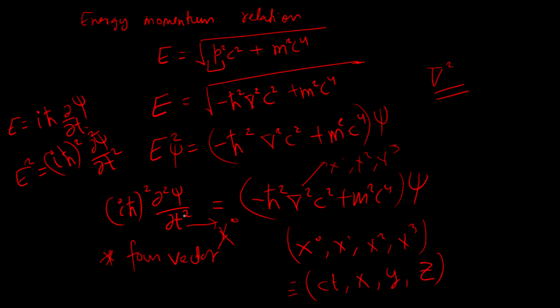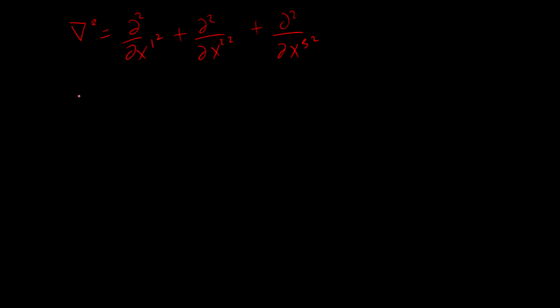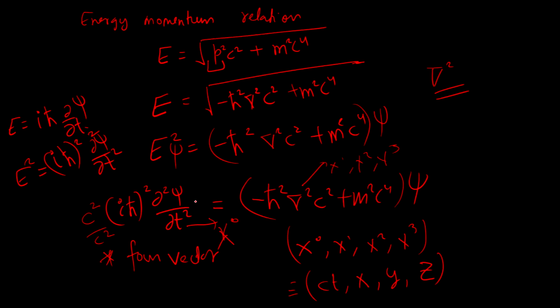Now how can I write it in terms of x naught? Just multiply by c square and divide by c square. So if I multiply and divide by c square, I get c square h cross square with a negative sign. Why is it a negative sign? Because when you square h cross, when I minus i square, basically i square and h cross square, it is minus h cross square.